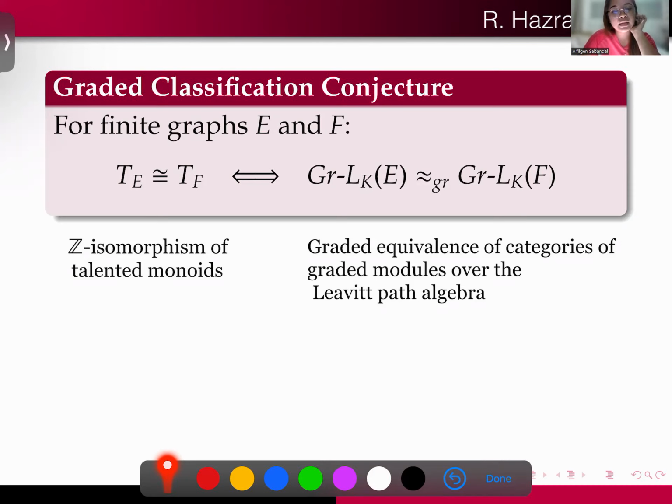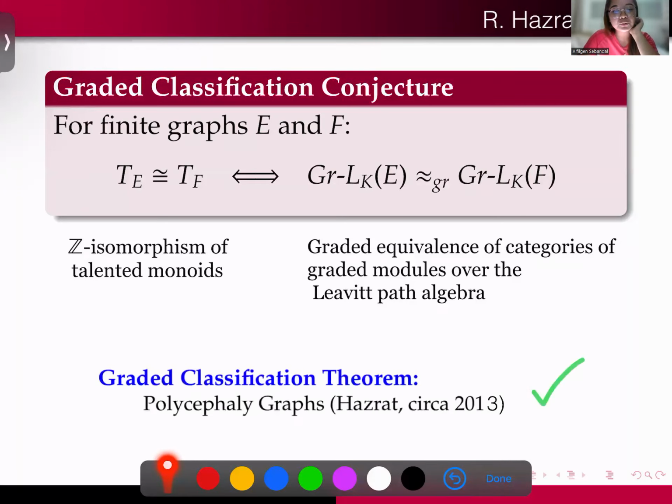Now, good news for me and many others who are trying to prove the conjecture: it was proven for a certain type of graph, which Roozbeh called polycephaly graphs. I'm not sure actually if it was Roozbeh who coined this term, but it was called polycephaly graphs because, if you can imagine polycephaly creatures, you have one body with multiple heads. Just imagine a graph where every path is either leading to a cycle or to a sink. A sink means that it's not emitting anything. Playfully, it looks like a polycephaly creature, that's why it's called polycephaly graphs. So that's good news for those of us trying to prove the conjecture, because now at least we know that there's a certain type of graphs out there that actually satisfies this conjecture.